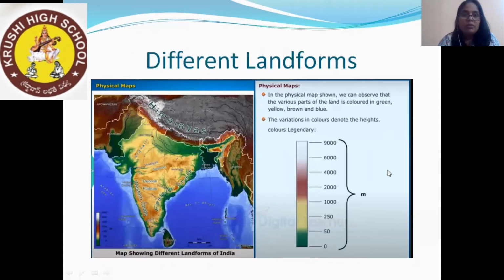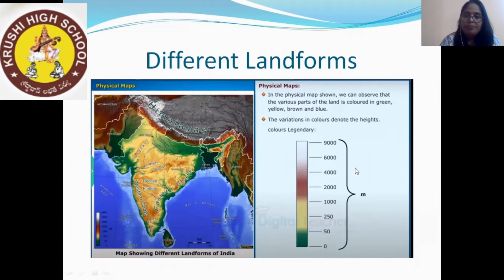Now next, coming to the different landforms. Here you can see the picture or the image in the physical map shown. We can observe that various parts of the land are colored in green, yellow, brown and blue. The variation in color denotes the height. So you can see the different colors used in a map. These maps are used to represent the variation in the heights. Is that clear to you children?